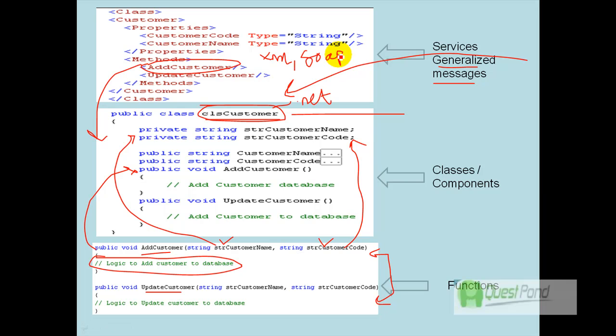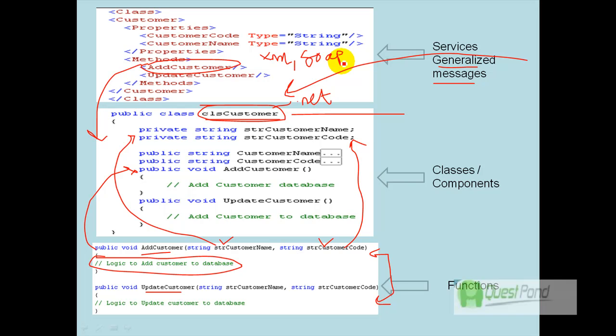Okay, so now let's define the difference between components and services. Services enable your classes and components to go cross-platform, while classes and components are reusable entities inside your programming boundary. So for example, when you create a class or a component in .NET, it can be used only inside C# or VB.NET. It cannot be used in Java. But when you create a service, it always uses generalized messages for communication.